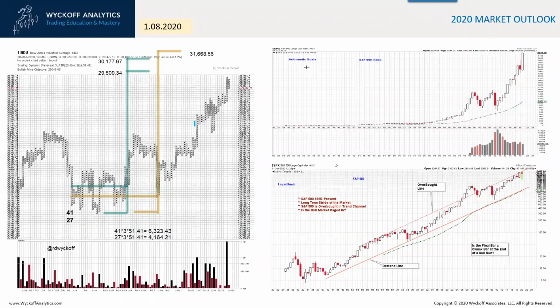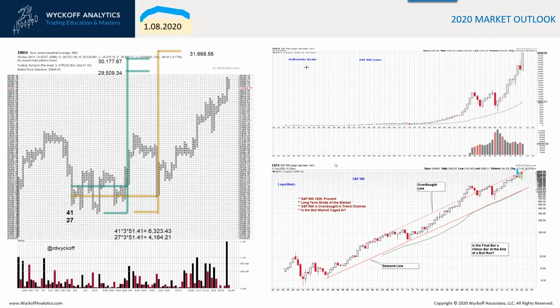So with that in mind, here's the reaccumulation count in August that confirms the count from January of 2019. And this slide we presented on January 8th of 2020, and it's 29,509 to 30,177. And I'm going to show you where the market went to exactly. This doesn't show the complete move, but you can see here that this count, primary count, goes right up into this 30,000 area.